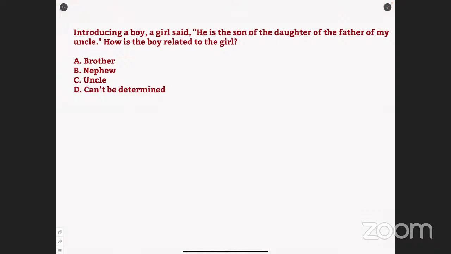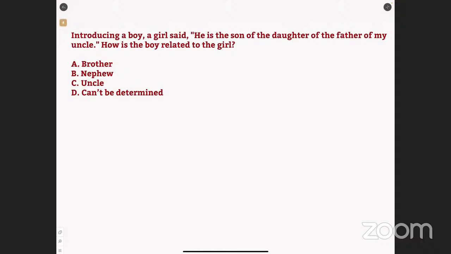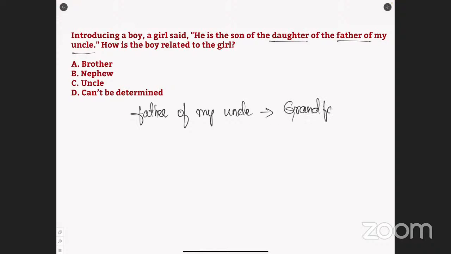Introducing a boy, a girl said, he is the son of the daughter of the father of my uncle. Okay, there are many relationships here. Let's look into the statement after breaking it part by part. Okay, father of my uncle. Let's come to the last part of the relationship. Father of my uncle. Father of your uncle would be none other than your grandfather.